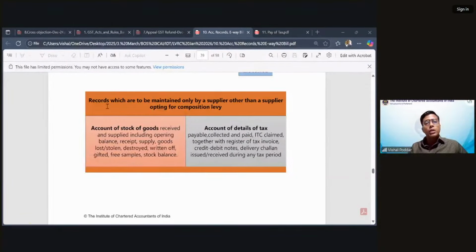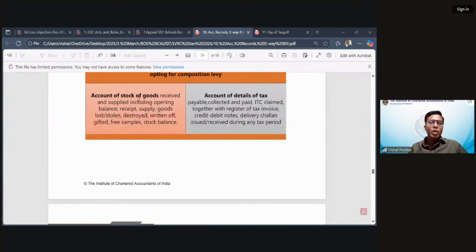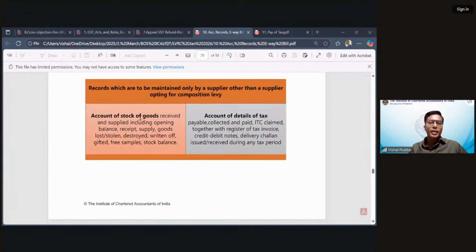Now, records which are to be maintained only by a supplier except a composition dealer. Accounts of stock of goods received and supplied, including the opening balance, receipt, supply, goods which are lost, stolen, destroyed, written off, etc. So you can understand the purpose of this is because since you are availing ITC, we need to check the thorough details of whatever stock of goods have been received, what is utilized, and what is in balance.